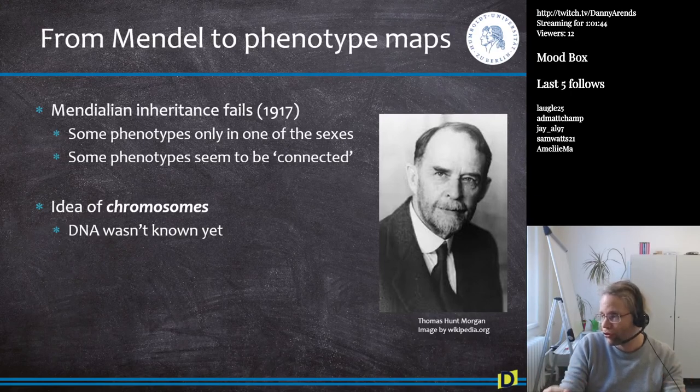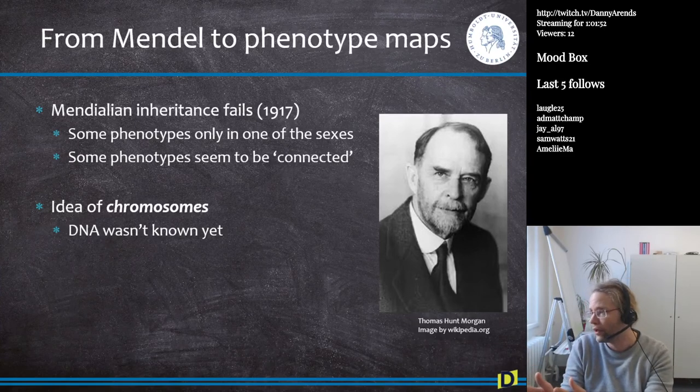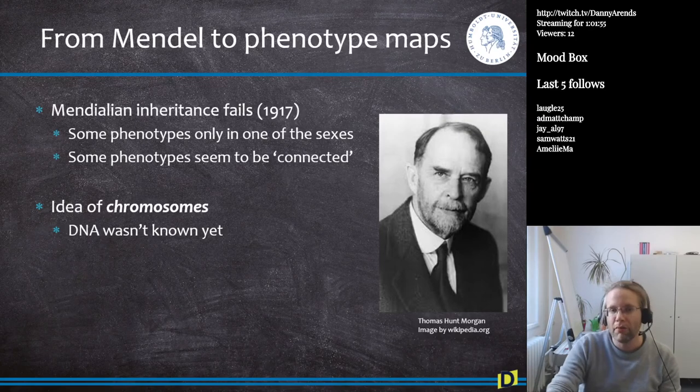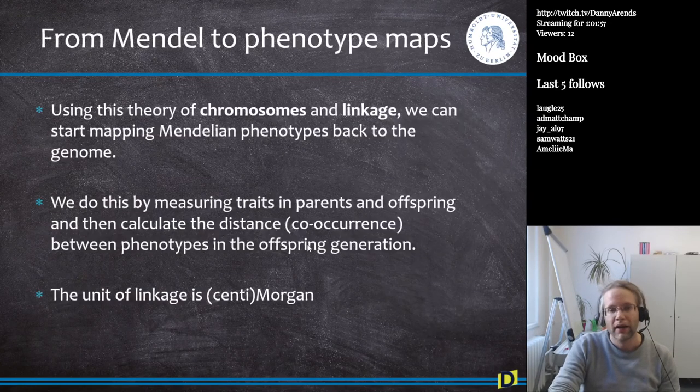And you get two strings, one from your father and one from your mother. Not just for chromosome 1, but also for chromosome 2 and for chromosome 3. So this is a massive, massive advancement. And using his theory of the chromosomes and of linkage, so that two phenotypes occur together, like I showed you also in the cows, right?